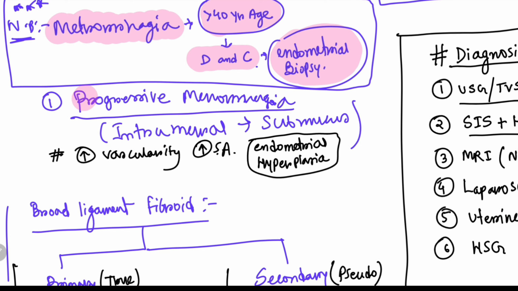Now another thing is known as progressive menorrhagia. This means the menorrhagia will become worse with time, it will progress. And why this happens is that a fibroid which originates intramurally gets converted to the submucous type.